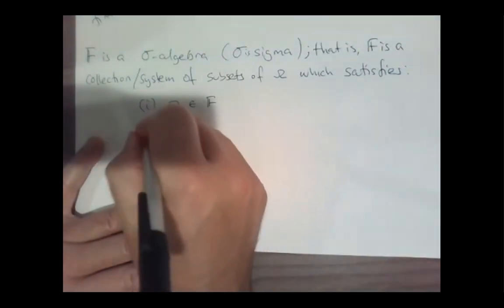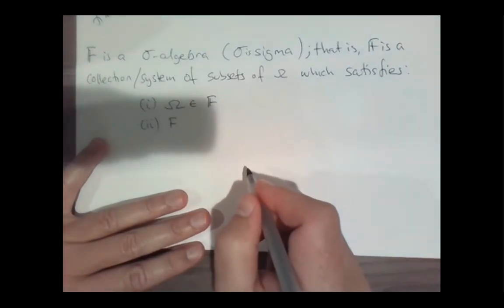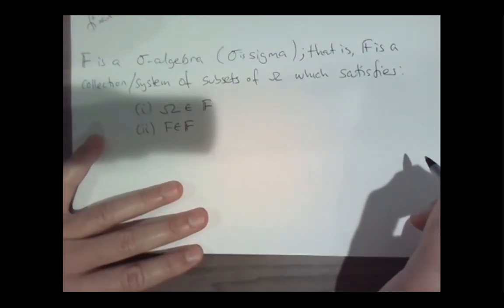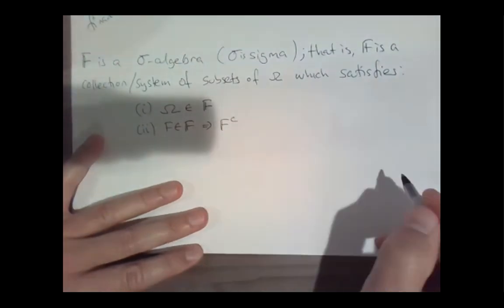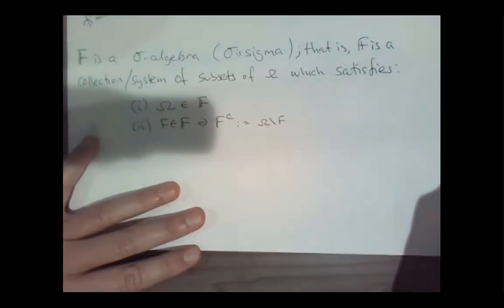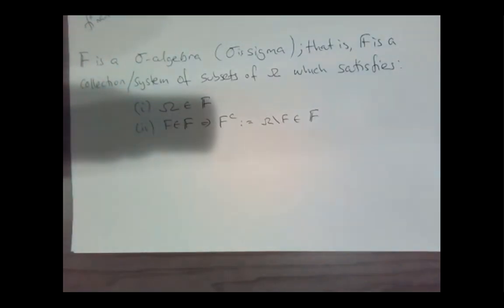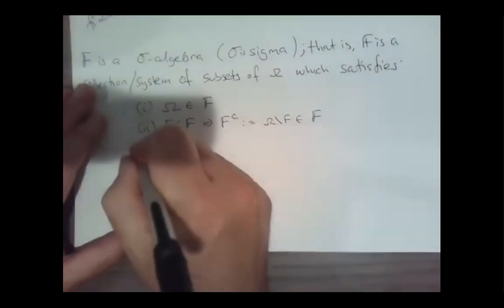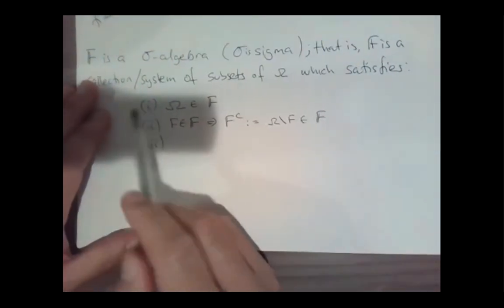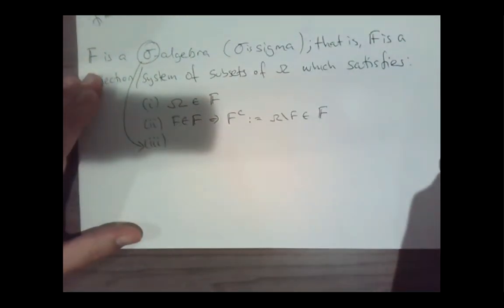That's one property. Another property that a sigma algebra must have is that if I take a set inside F, and I look at its complement, so remember what the complement is, omega minus F, this must also be in F. It has to be closed under complements. And the third and final property is where this letter sigma comes from.